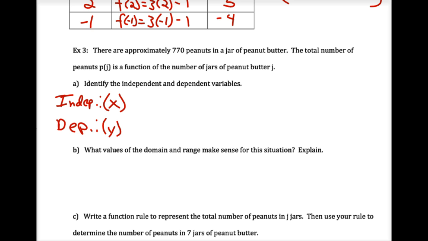Our independent variable is our jars, and instead of using x, the problem told us to use the variable j. It's just that x is always our independent variable, which means our dependent variable, peanuts, depends on how many jars we have, which we know to be p of j. They told us that in the problem.